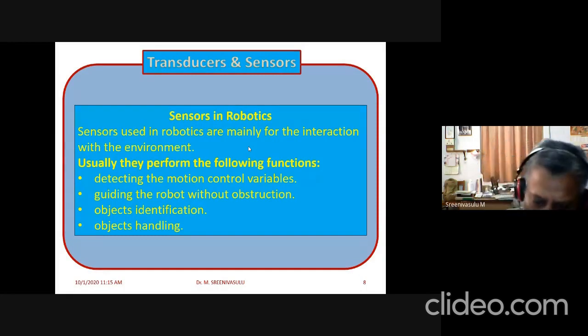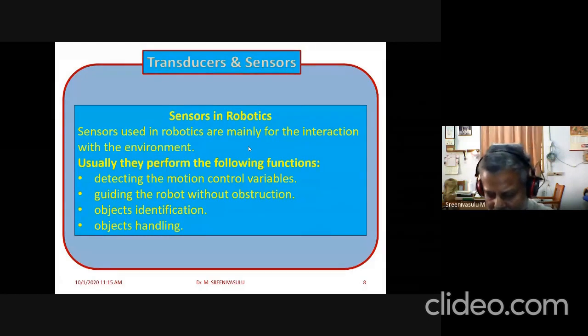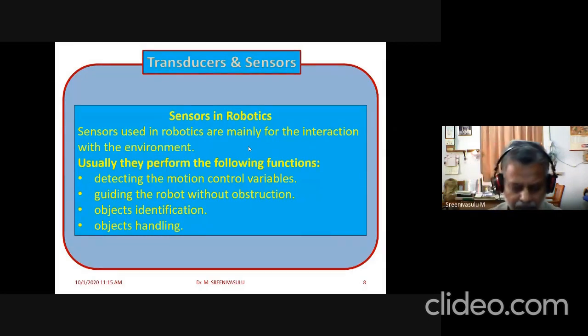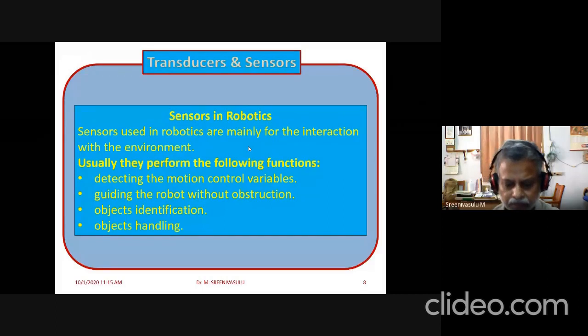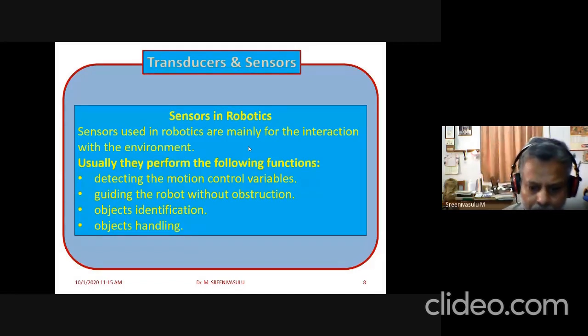Objects to be identified: suppose I have devised a robot to handle this particular object, and by mistake, in place of this, I have kept this. If it is this, the weight is something; if it is this, the weight is something else. The shape of this is something, and the shape of that is something else. Keeping these aspects in mind, your robot should be capable of identifying the objects it is trying to handle.